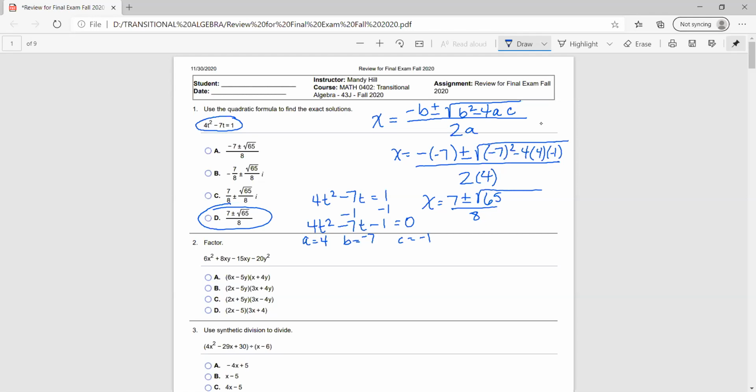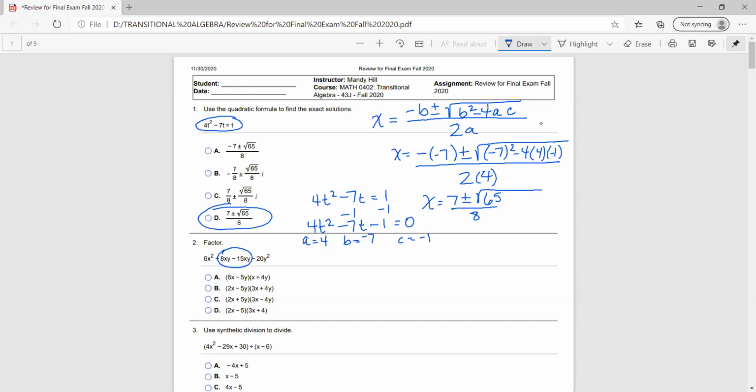Okay. Question number 2 says that it wants us to factor 6x squared plus 8xy minus 15xy minus 20y squared. Okay. So when we look at these options here, we can almost work our way backwards if we wanted to, but it's wanting us to pull out the correct factorization of this. So if we're going to work forwards, I would go ahead probably and combine these two terms.